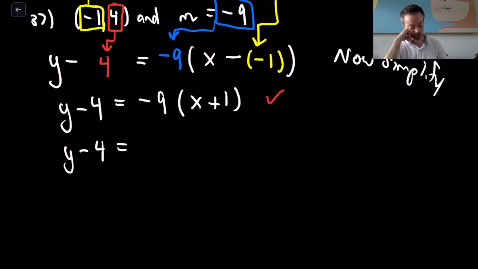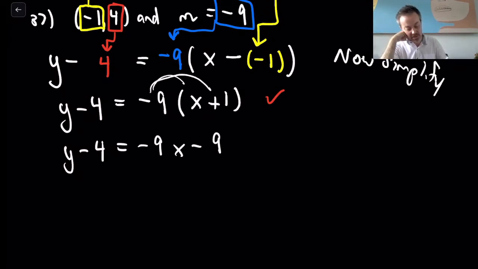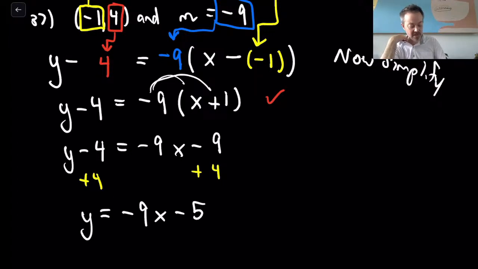We could do that real quick. We could distribute the negative 9. We would have negative 9x. Negative 9 plus 1 would be negative 9. We could add 4 to both sides, and that's going to give us y equals negative 9x minus 5. That looks good to me, barring some sort of little mistake. Alrighty, looking good.